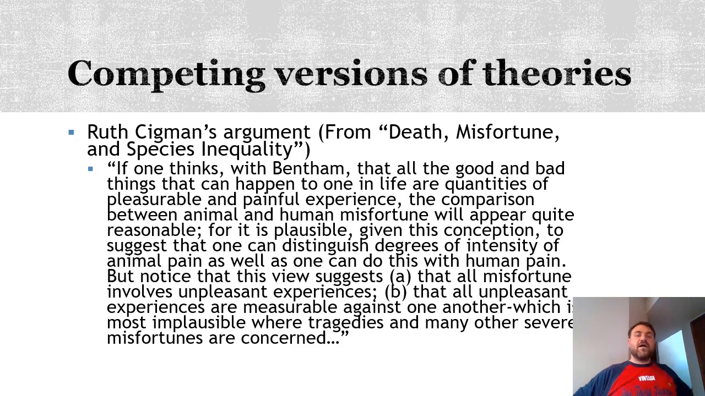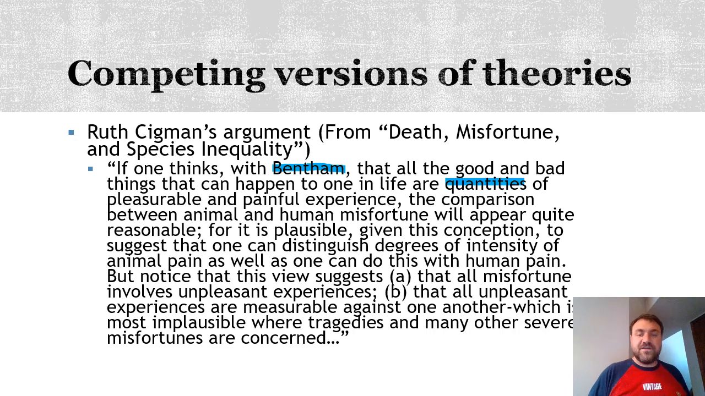So Sigmund says, if one thinks with Bentham, a classic utilitarian, that all the good and bad things that can happen to one in life are quantities of pleasurable and painful experiences, right? Just quantities of pleasure and pain. Then the comparison between animal and human misfortune will appear to be quite reasonable. For it is plausible, given this conception, to suggest that one can distinguish degrees of intensity of animal pain as well as one can do this with human pain. And notice that's just exactly what Singer appears to have done on the previous slide and argued for it and stated outright.